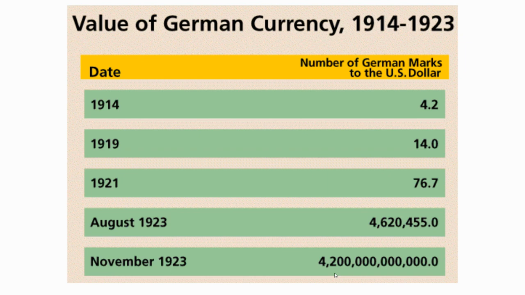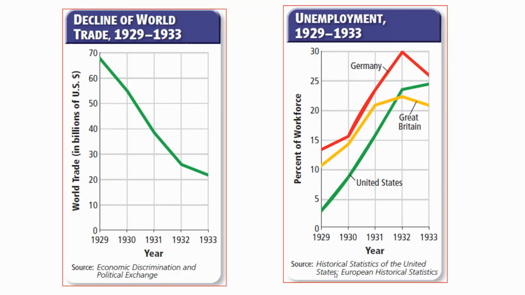So, looking at the currency and how it becomes very inflated: if you started back in 1914, it took 4.2 German marks to equal $1. By 1919, at the end of the First World War, 14 marks would equal a buck. And when you look closer to 1923, primarily November, that's where we get to 4.2 trillion. Just a very insane time.